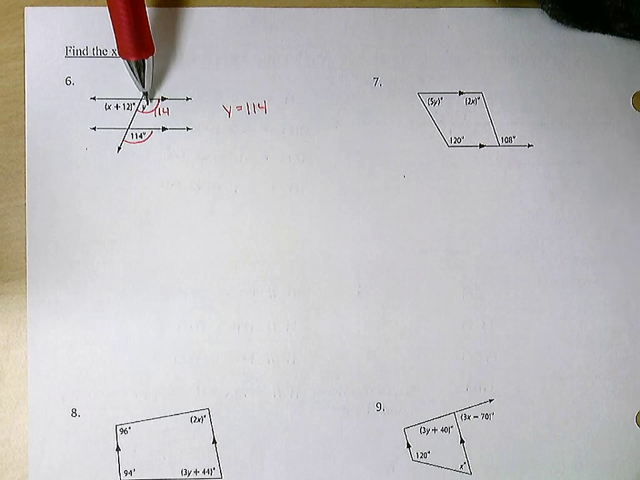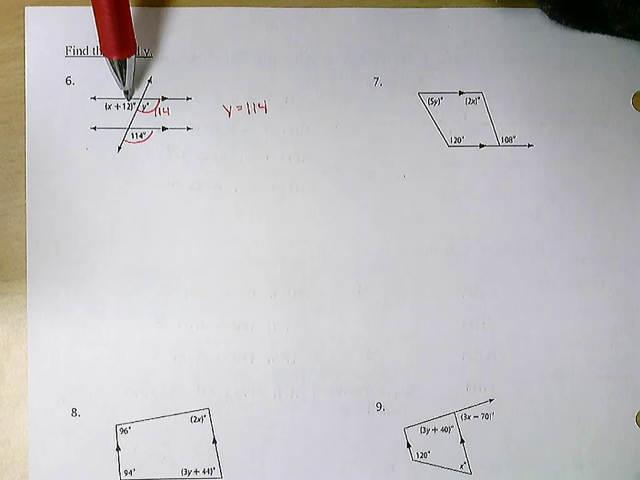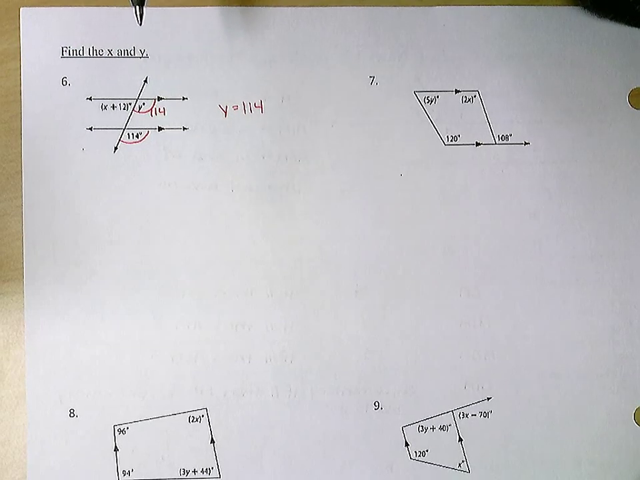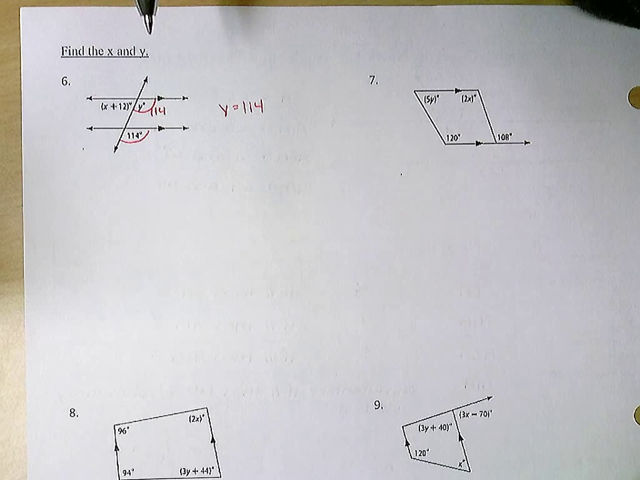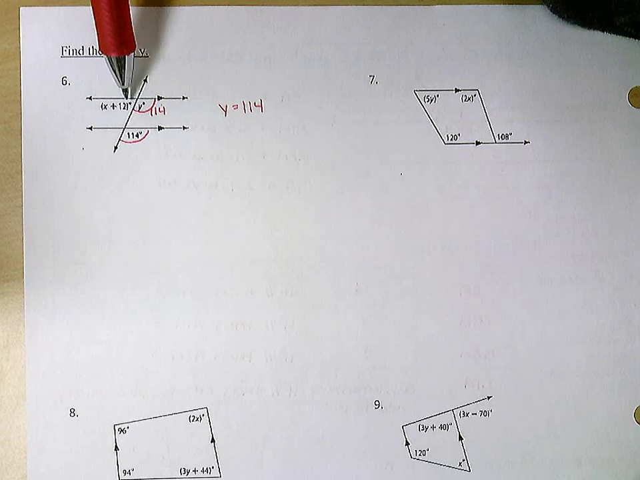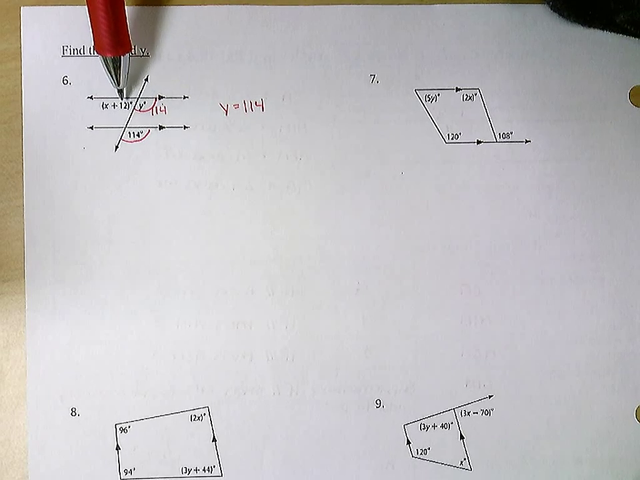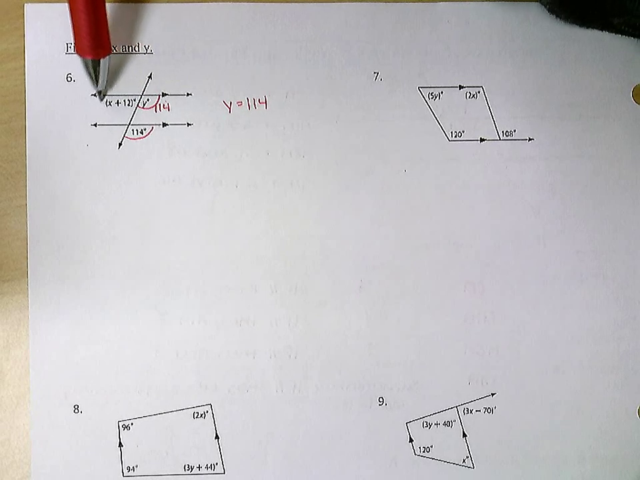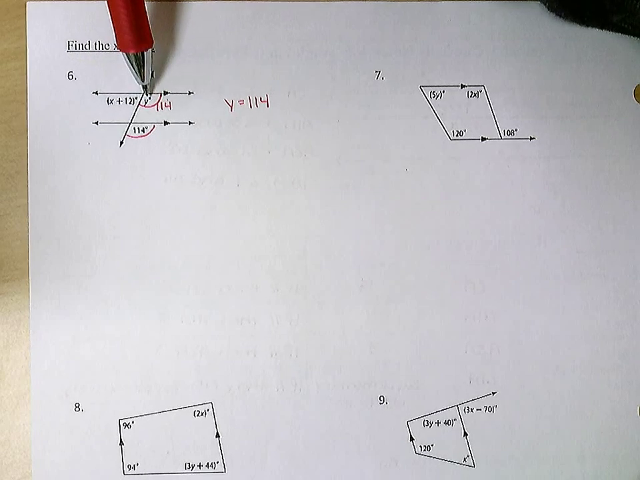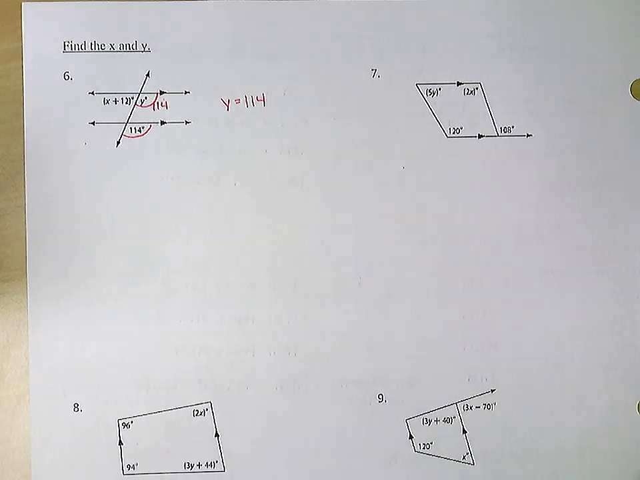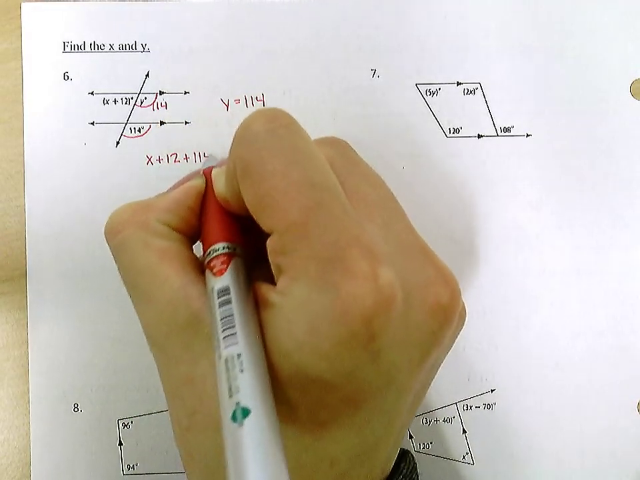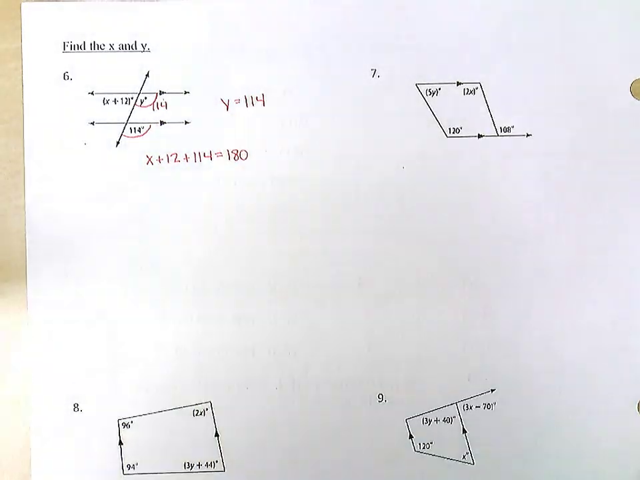Well, this angle with y and this angle with x here make a straight line. So what could I do to set up an equation to solve for x? 114. Yeah? Okay, you can do that too. So I would take my angle here, x plus 12, and add on this angle here, which is 114, and set it equal to 180. So I have x plus 12 plus 114 is equal to 180.